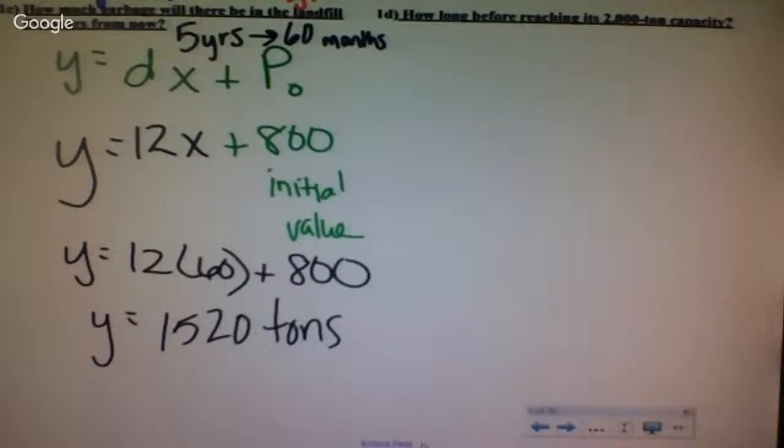I said variable, Kimberly. Oh, the D. The Y. This is my equation, Kimberly. Where do you see a D? Oh, I was looking at the top one. Maybe it's the P0. Okay, I'm kidding. It's the Y. X represented your months. That's why we plugged 60 in here.